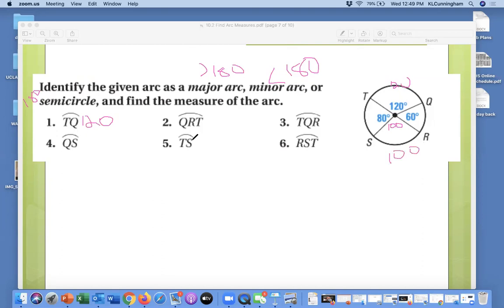All right, now they want the measurement of arc QRT, Q to R to T. So that would be everything except 120. So the quicker way to go about this would be 360 minus 120, and that is 240.